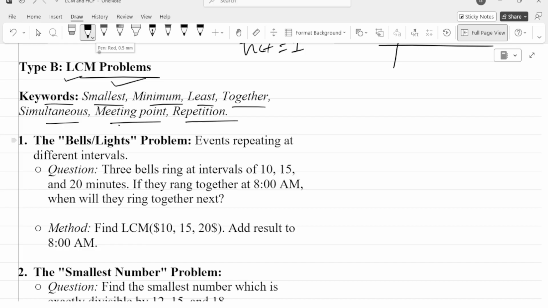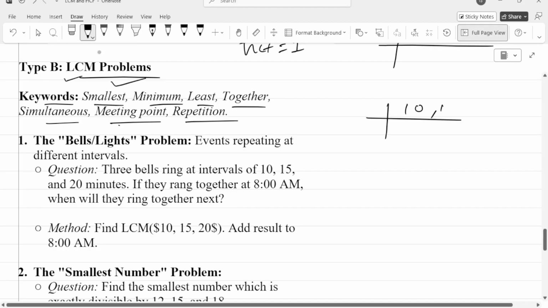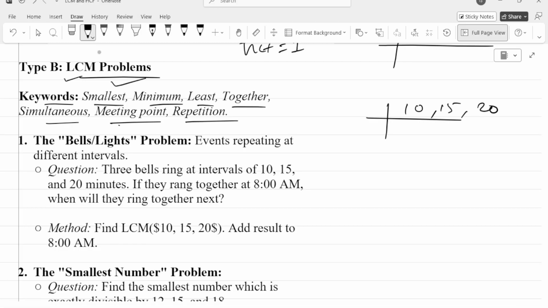Okay, now the bell problem: events repeating at different intervals. Three bells ring at intervals of 10, 15 and 20 minutes. They continuously ring after intervals of 10, 15 and 20. When will they ring together? Okay, now we find the LCM.